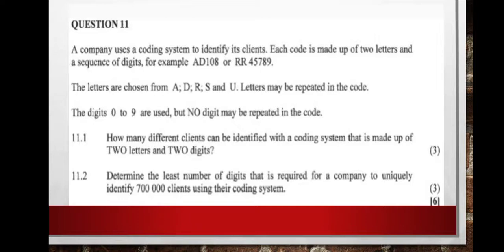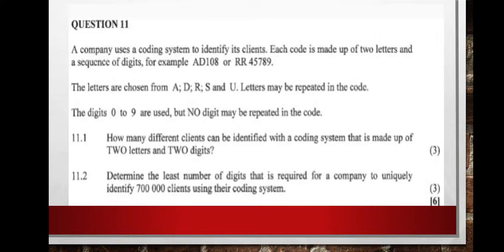The letters are chosen from A, D, R, S, and U. So we are not choosing from a sample space of 26. Only 5 letters are chosen. Only 5 letters are our sample space, right? So we have to only choose from those 5 letters. Then letters may be repeated in the code.